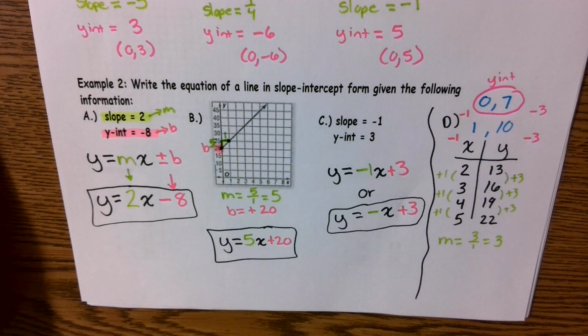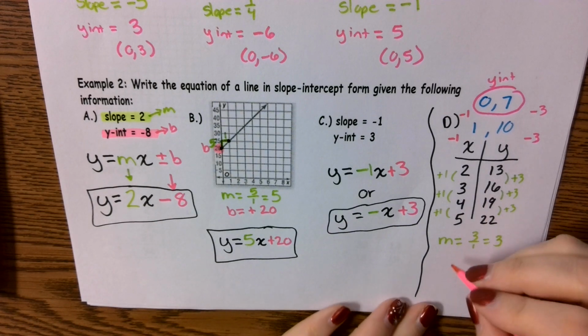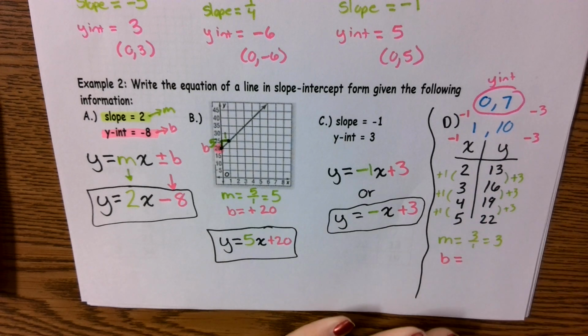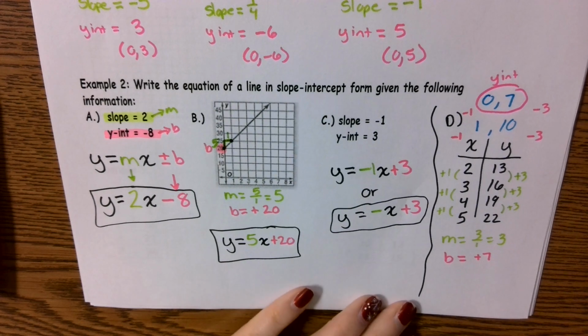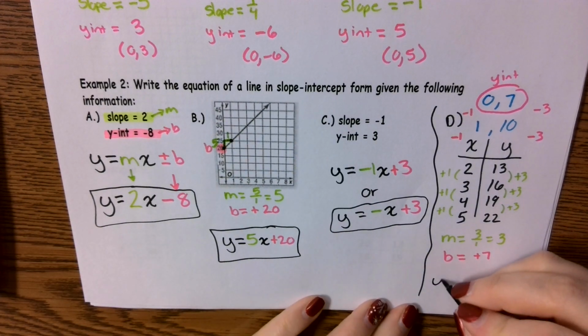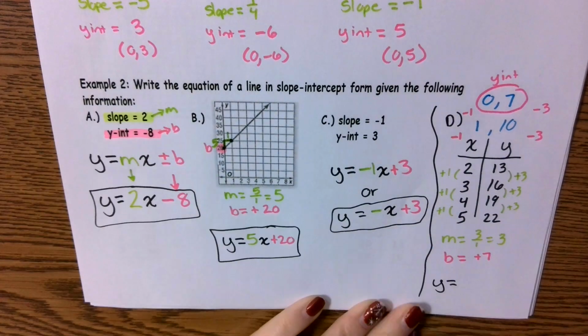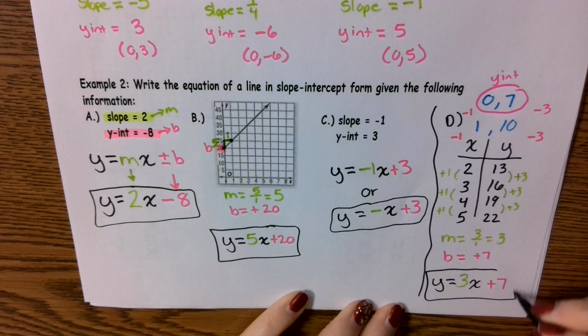So you can keep working your way backwards until you get where x is equal to 0. So my b value is going to be a positive 7. Okay, now we can plug it into our formula. y is equal to 3x plus 7. Okay, any questions?